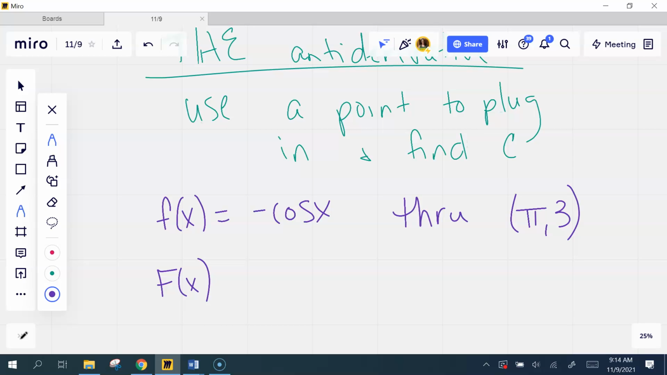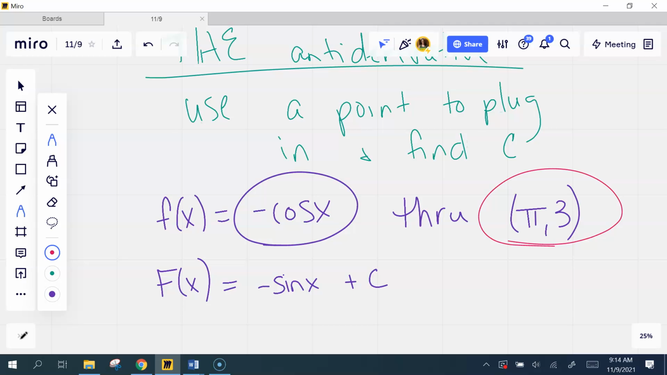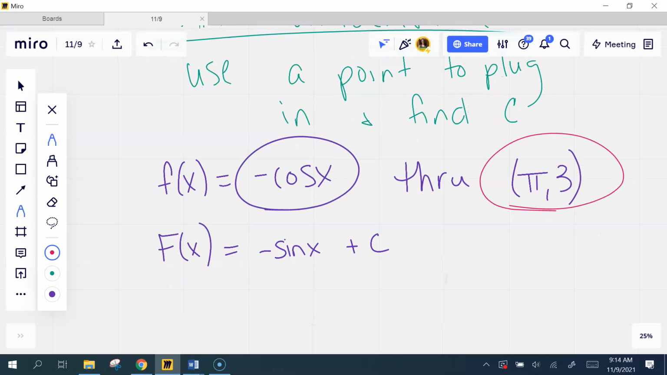Okay, so we gave you a point. I'll tell you what it is. What is the antiderivative of negative cosine x? Negative sine x plus C. I'm still going to keep the C in right now. Put pi for X. And now I'm going to use this point so that I can try to find the C.